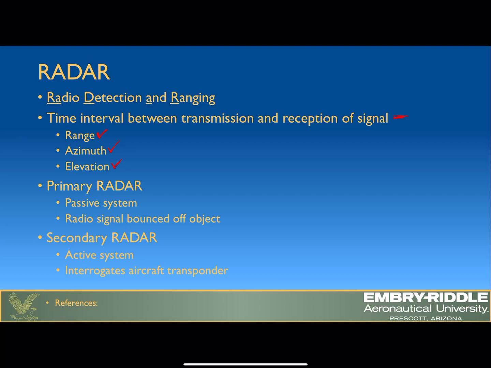There are two types of radar: primary and secondary. Primary radar is a passive system. It's just a signal that bounces off your airplane and comes back. That's the most traditional sense of radar, where it just shows up as a blip on the radar screen. The secondary radar is what we call an active system. It interrogates the aircraft transponder. It sends out a signal, your transponder in your aircraft sends a signal back, and that way ATC can get even more information about your aircraft.